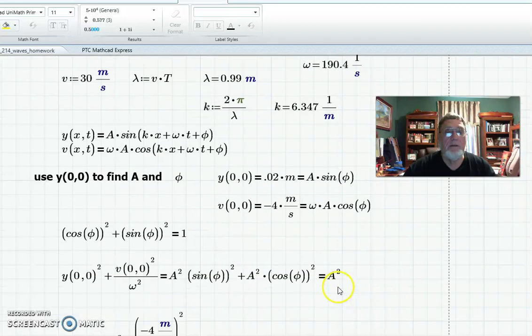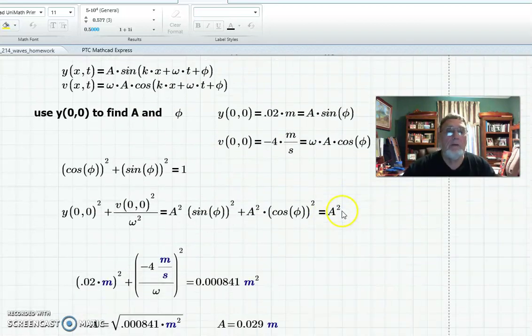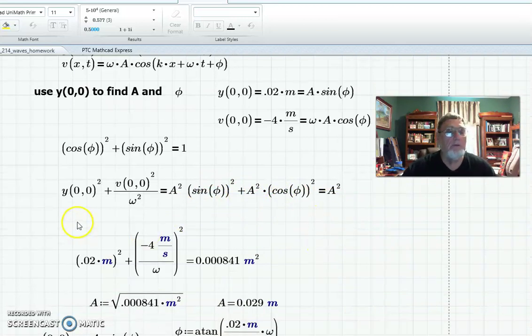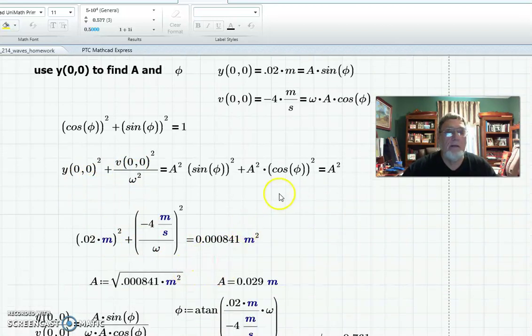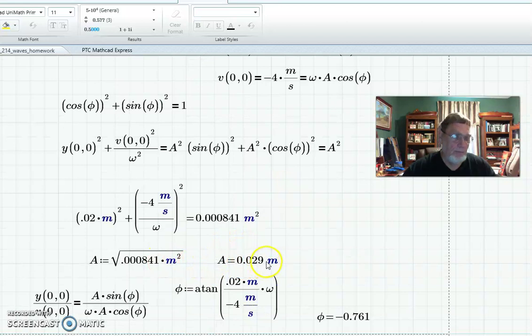Now that's a standard thing anytime you're using trig functions, to have to solve those two. And what we do is first use cosine squared plus sine squared is 1 from trig class. So I write it this way: I take the y and square it, which will be A squared sine squared. I divide the v by the omega and square it, so I get A squared cosine squared. Factor out your A squared, sine squared plus cosine squared is 1, and so you've got your amplitude if you take those two numbers. So I do those and get that number, and that's A squared, so I take the square root and there's my amplitude.